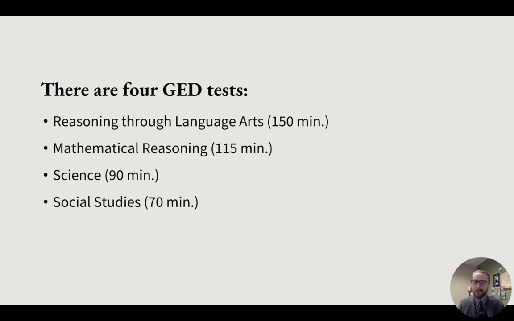Reasoning through language arts is the longest, and mostly that's because you're going to be writing an extended response during the language arts test. You have about 45 minutes to write what amounts to an essay. That's what makes it so long. The next longest is math, and then science and social studies are both shorter tests. Social studies used to be a little bit longer. There used to actually be an extended response on the social studies test, but they took that out. So those are the 4 tests covering the 4 subjects.